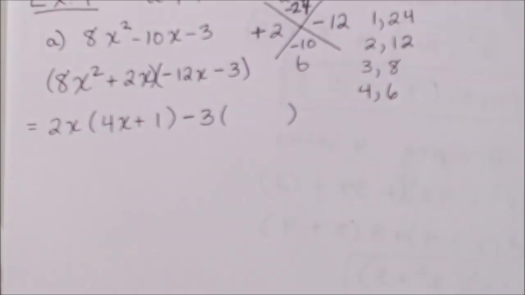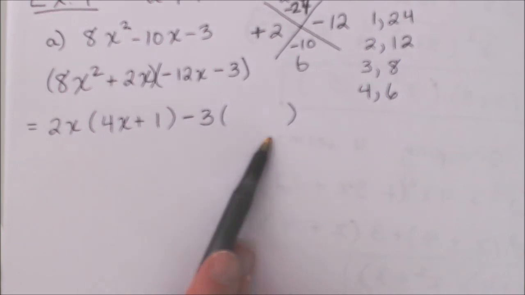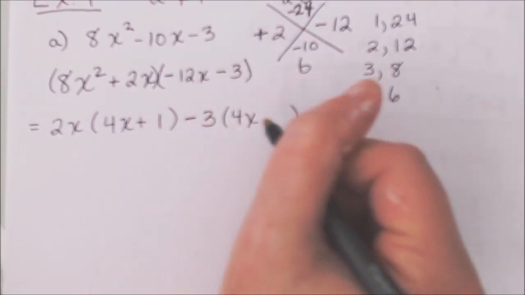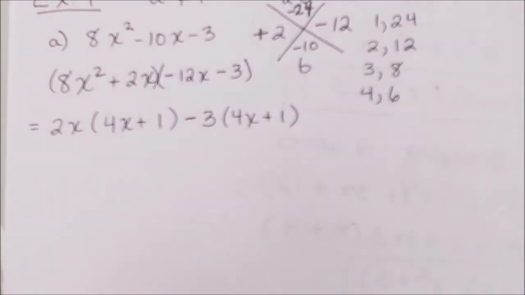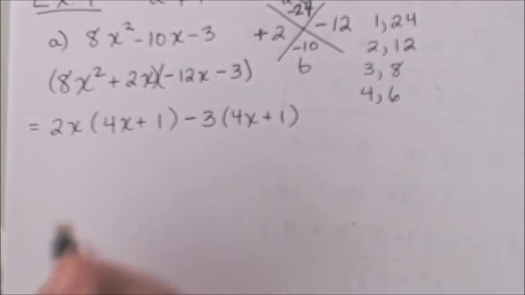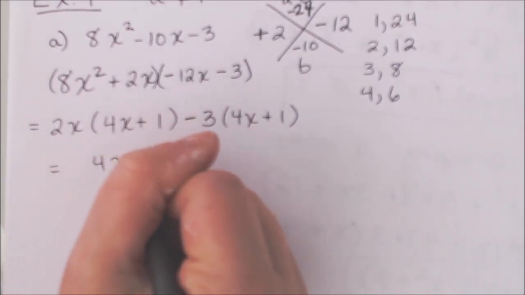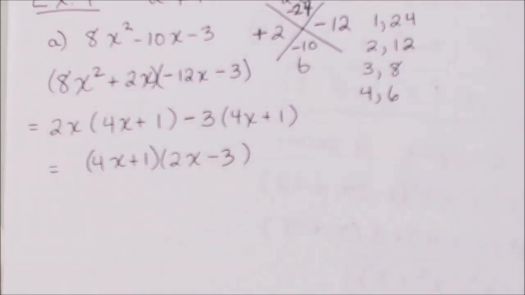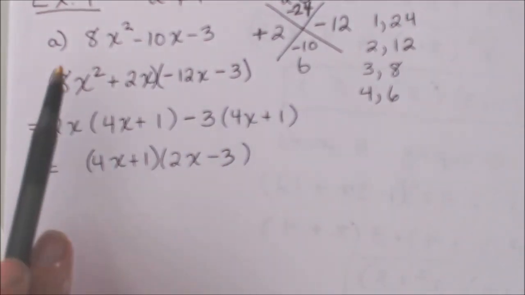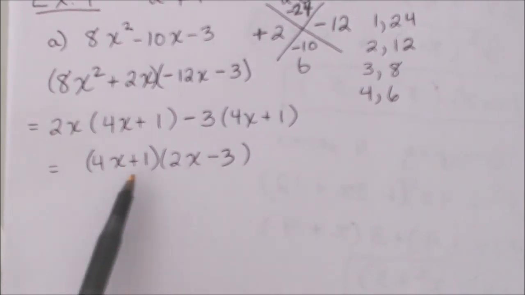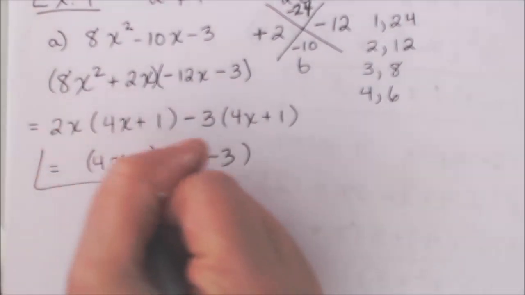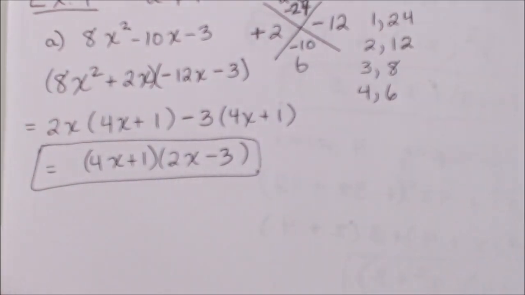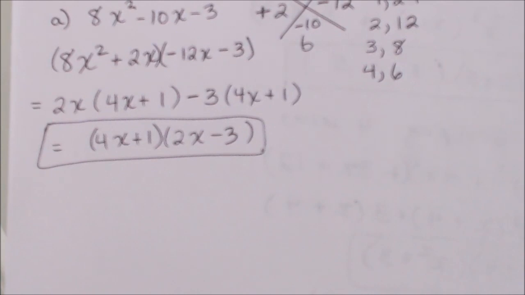And then remember the parentheses have to match. So if I got 4x plus 1 here, I better get 4x plus 1 here. And I do, because -3 times 4x is -12x. -3 times +1 is -3. And so now I'm going to take out the 4x plus 1 that they have in common. And then my other parentheses is going to be 2x minus 3. So I factored that original trinomial down into these 2 binomials using the AC method. And we could always check it by FOILing. We'd get back what we started with. Let's do another example using that AC method.